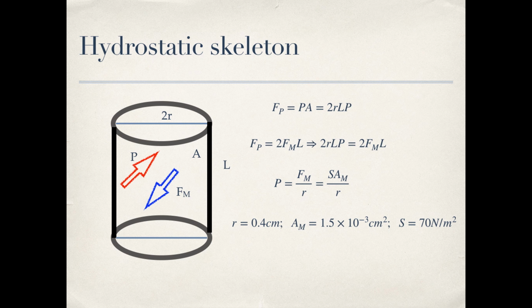And let's assume that the radius of the animal is slightly less than half of a centimeter, and the area of the muscles in it, I took it from Wikipedia, and unfortunately I forgot the name of that animal. I'm sorry. And we know that the coefficient S is about 70 newtons per meter square. So with that, I can calculate that pressure, and that pressure is slightly less than 3,000 pascals.